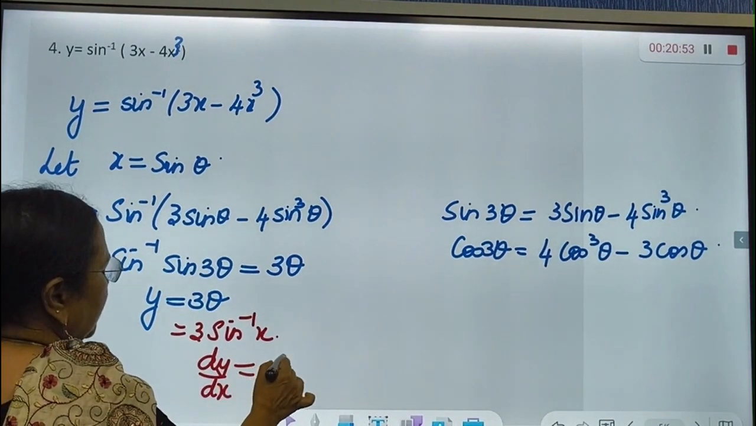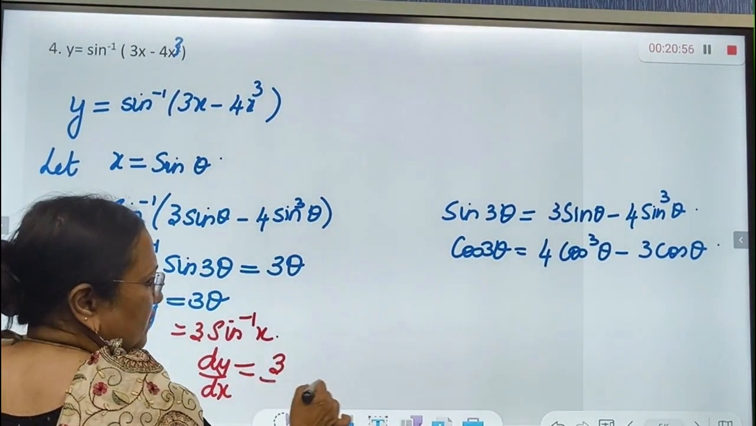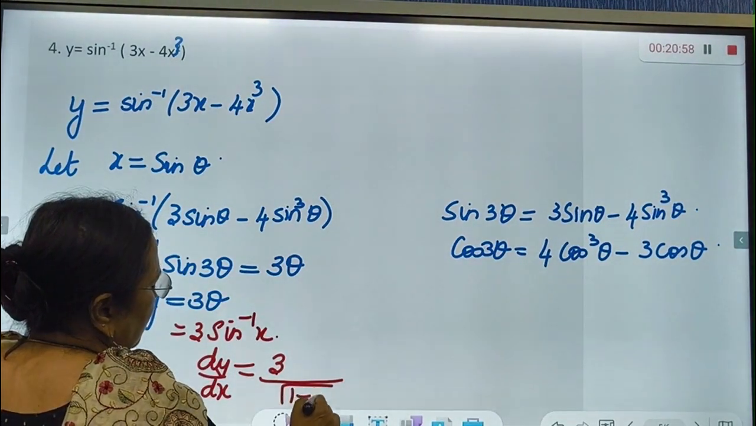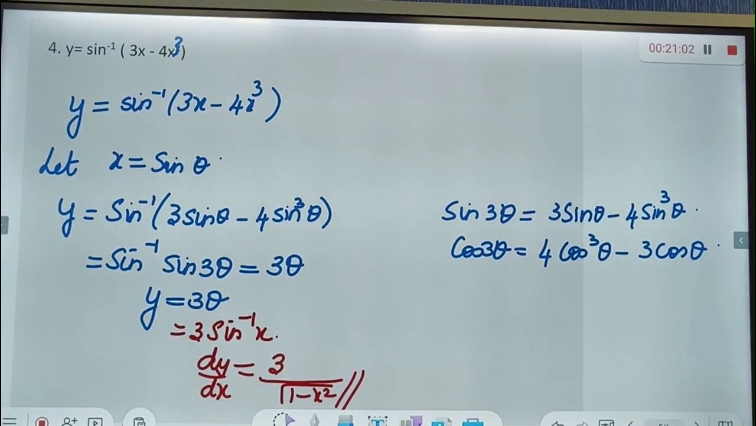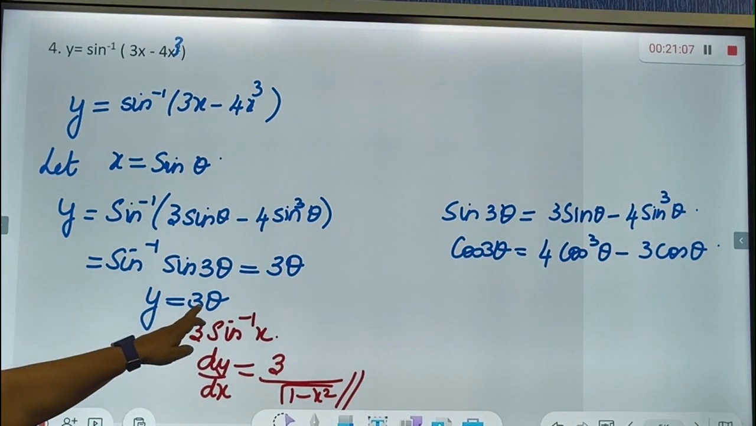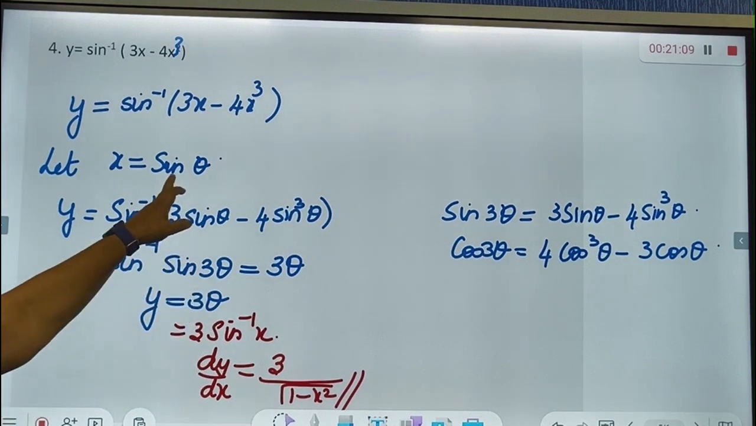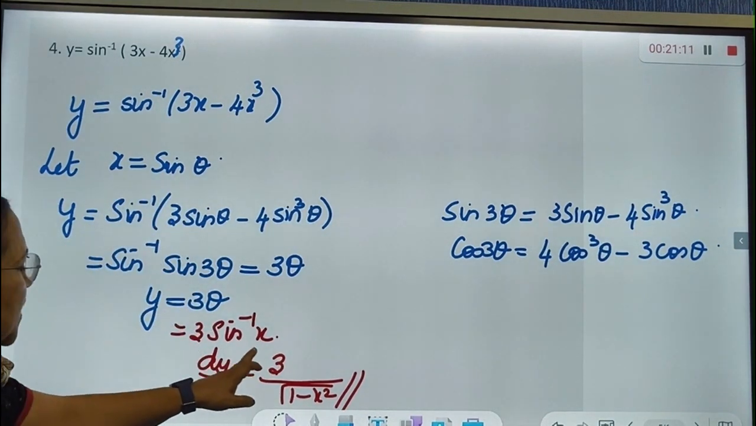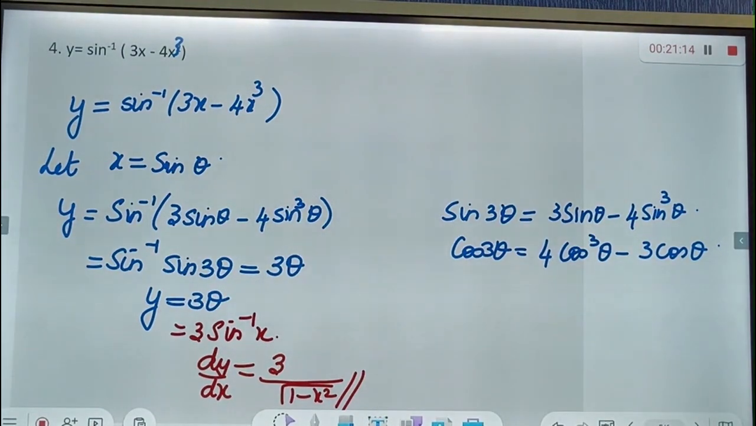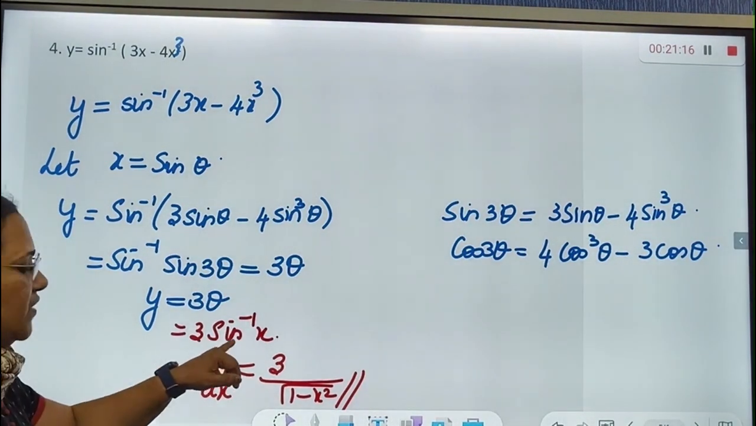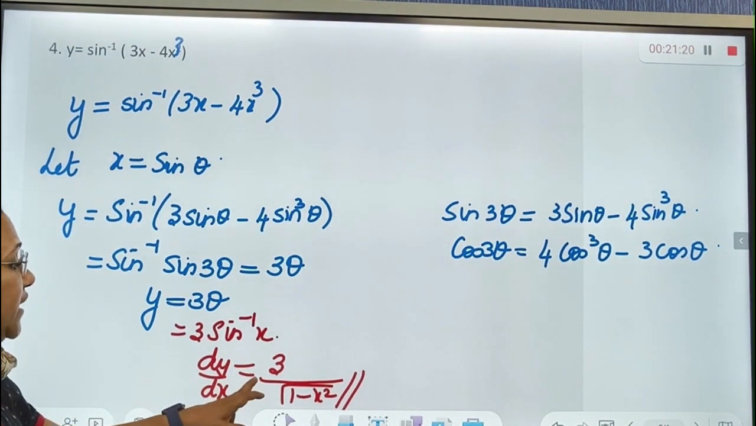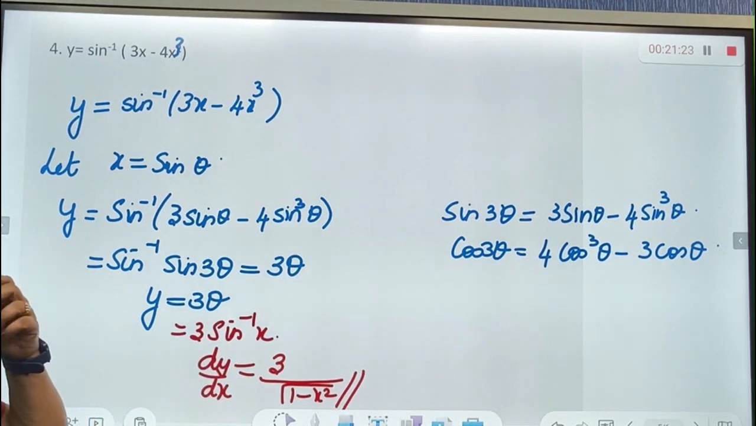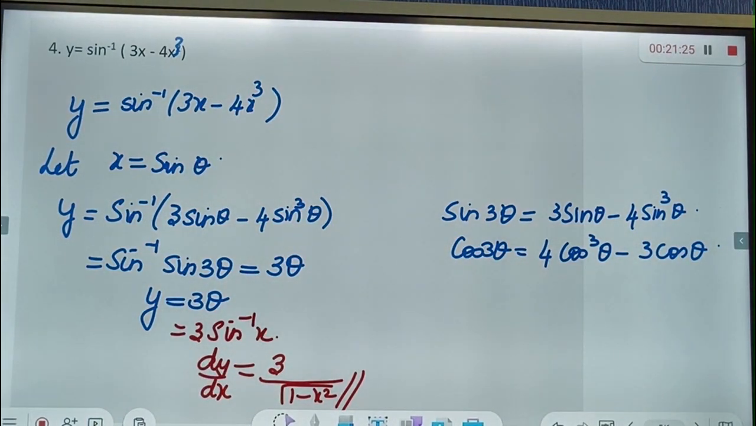So dy by dx will be 3 times the derivative of sine inverse x, which is 1 by root of 1 minus x square. Are you able to follow how we got dy by dx as 3 by root of 1 minus x square? Because y equals 3 theta, and theta is sine inverse x, so 3 times sine inverse x.